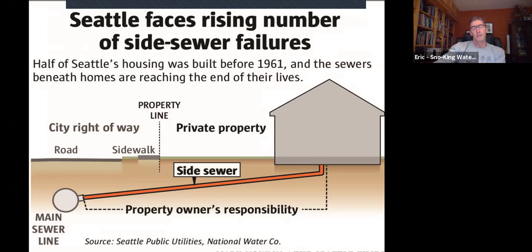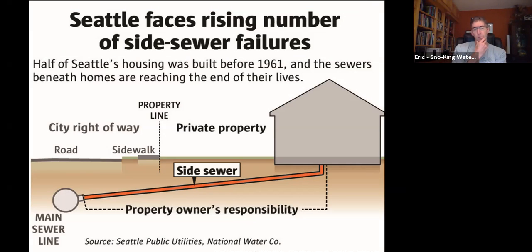Another place that bacteria can come from into streams and water bodies is from these things called side sewers. People's homes are connected to the main sewer line through this side sewer, and these things can occasionally leak or actually get improperly connected.